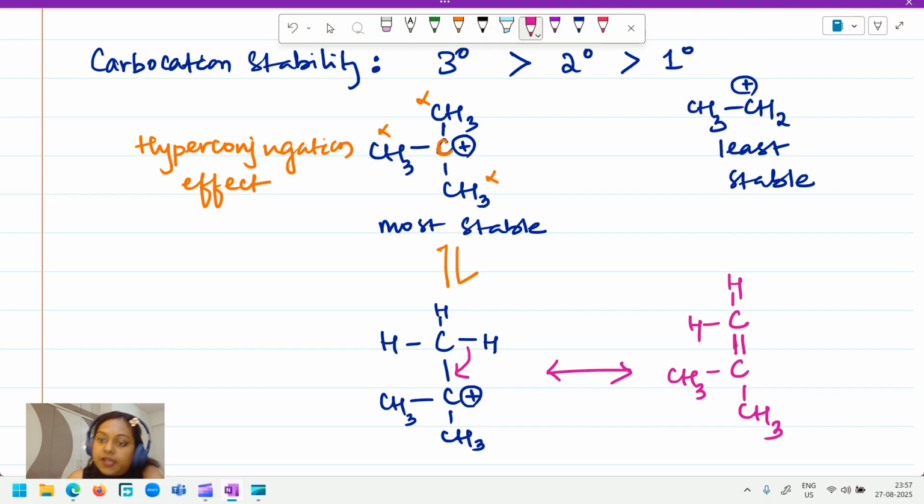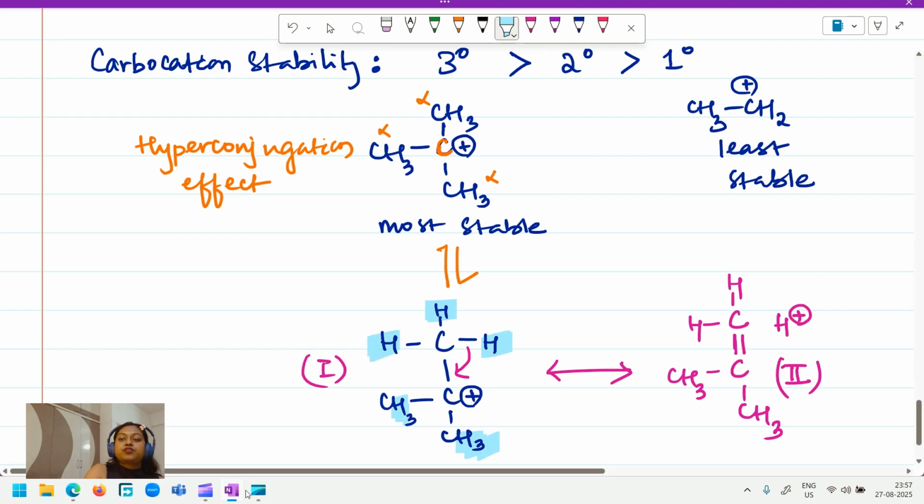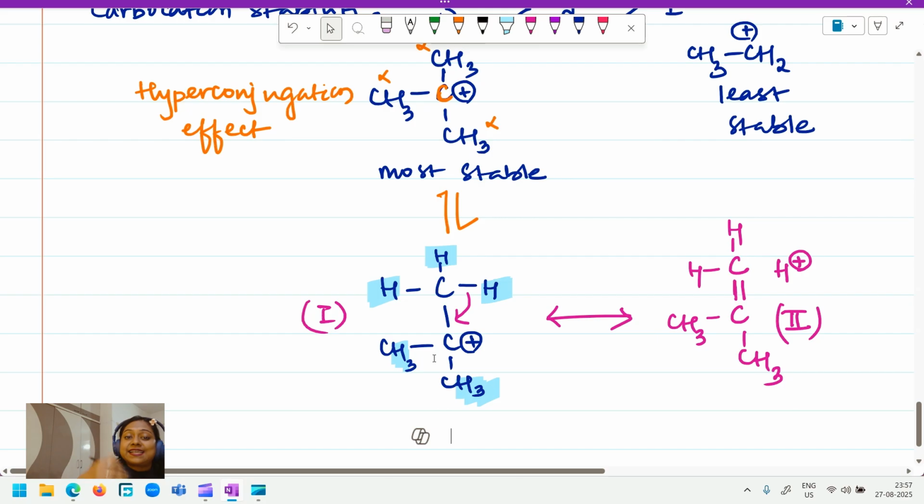And it forms a double bond. Now, this H plus, which was left alone, will just stay close in the vicinity of this alkene, and so it can fall back again to structure one. So hyperconjugating structures can oscillate between these two varieties. We get the point? So the more the number of hydrogens, the more hyperconjugating structures there can be.